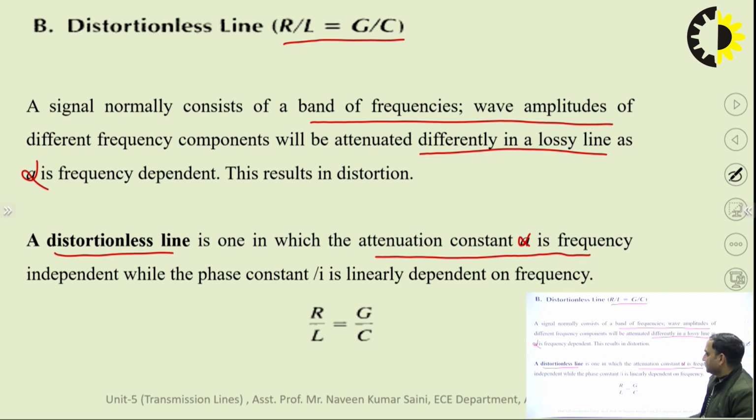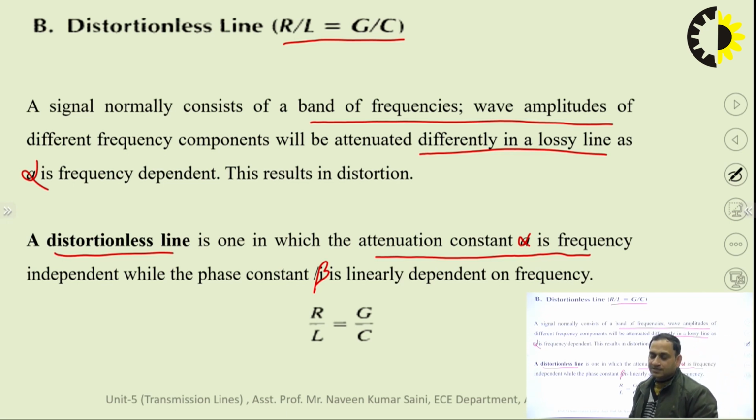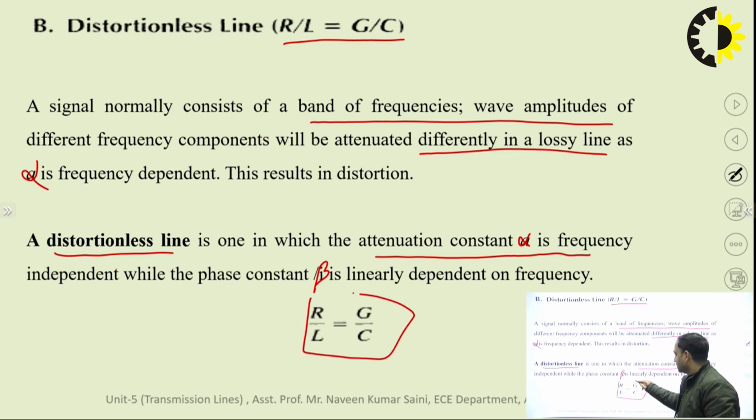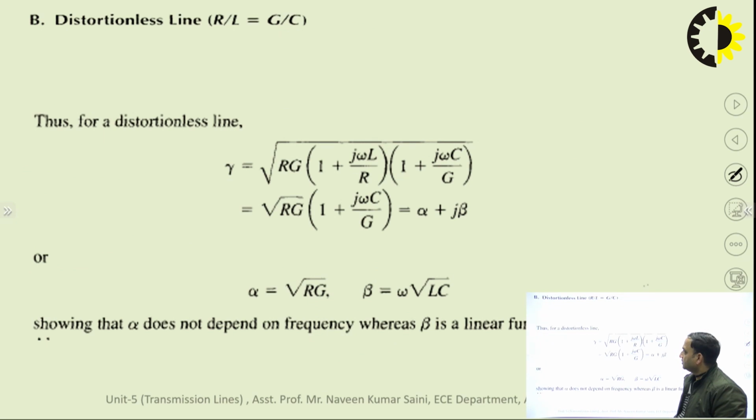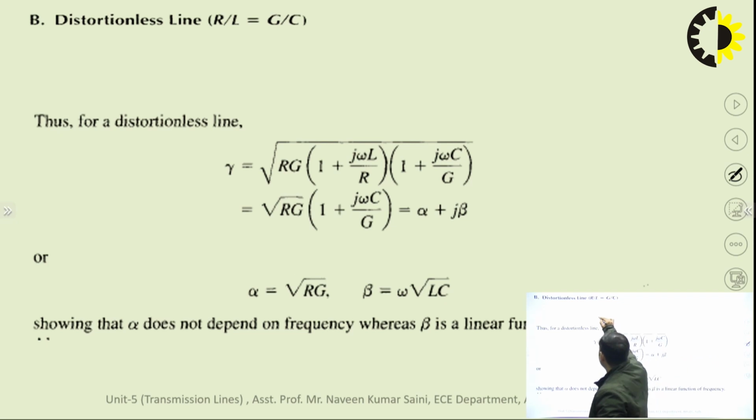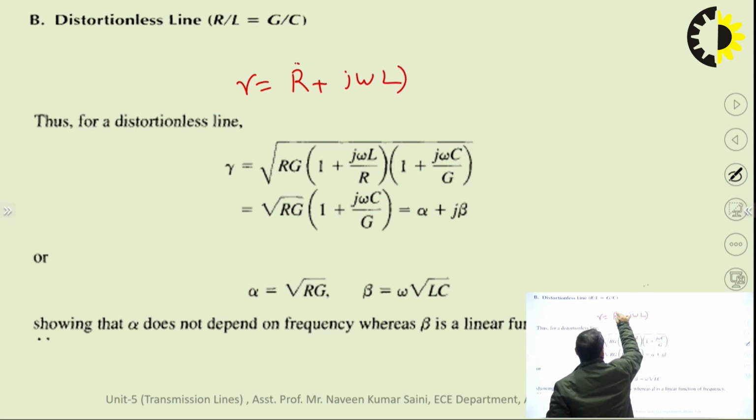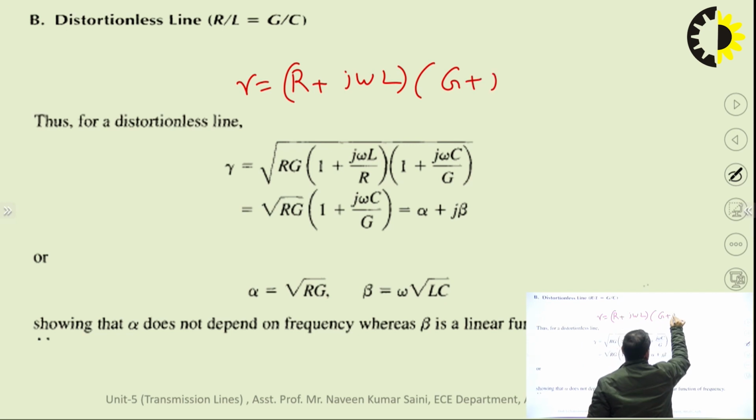Alpha is frequency independent, while the phase constant beta is linearly dependent on the frequency. Alpha is frequency independent, but beta depends on the frequency. So, when we apply this condition R upon L is equal to G upon C, the gamma which we have is R plus j omega L, and here G plus j omega C.